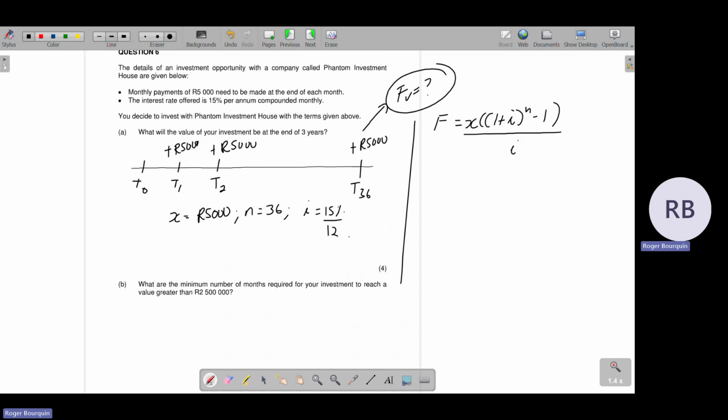Right, put the numbers in, and I get F is equal to 5,000 double bracket 1 plus 15% over 12, to the N, where N is equal to 36, minus 1, all over I, which is 15% over 12.